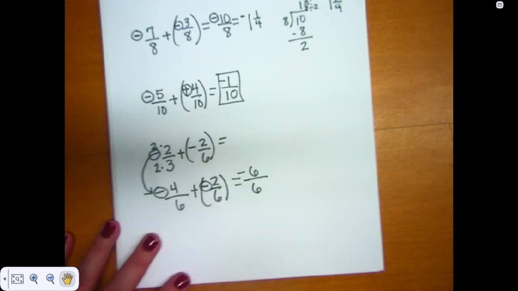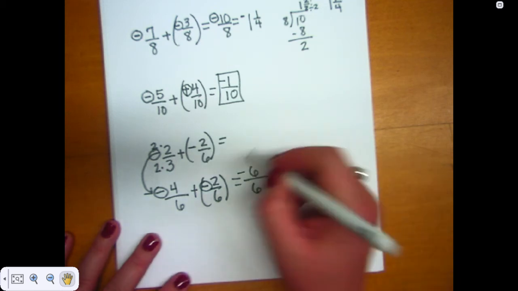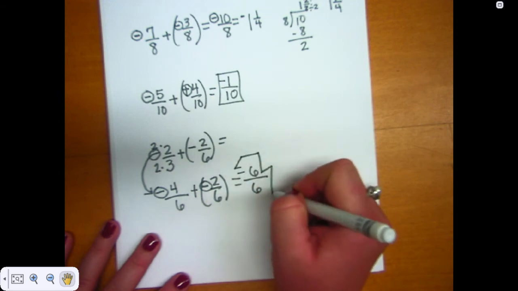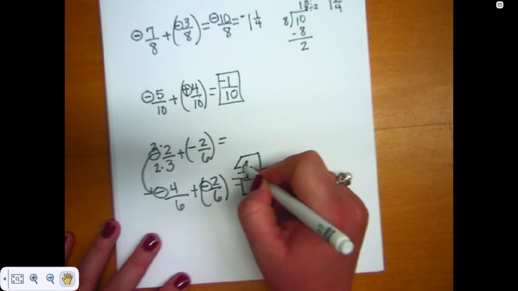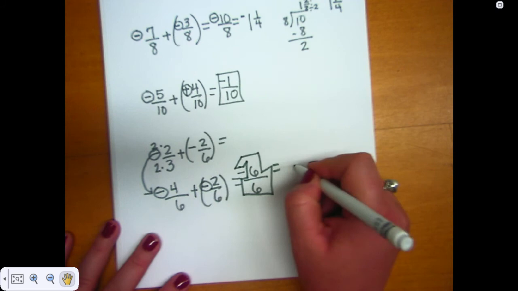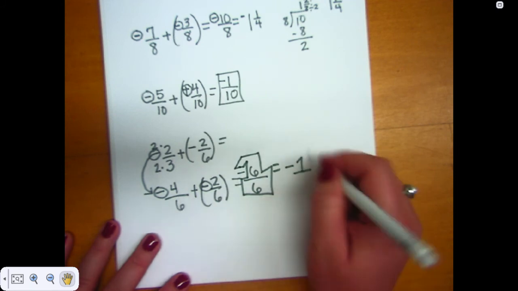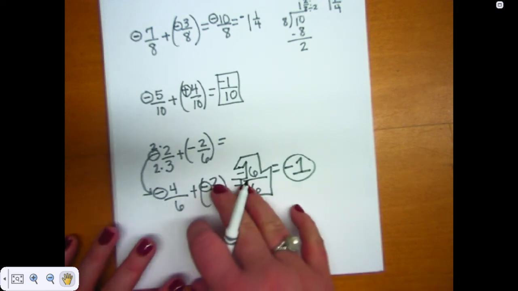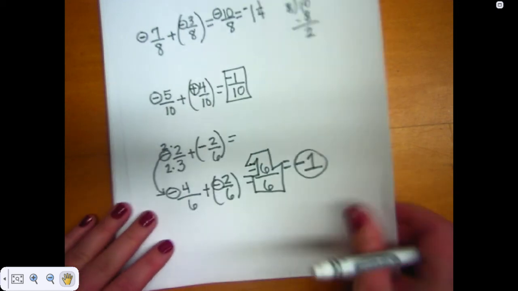This is negative 6/6, which means that I need to simplify, and I know that 6/6 is the same thing as 1 whole. So it's equal to negative 1. Don't forget your negative sign. Let's do a few more.